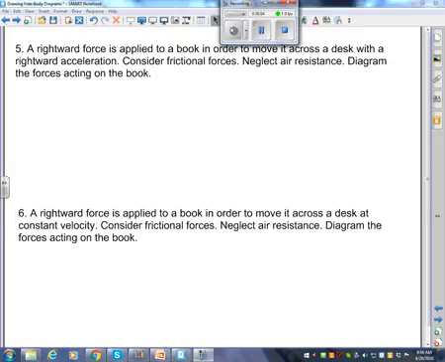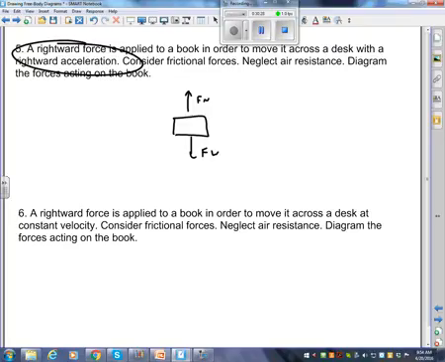Okay, so number 5, a rightward force applied to a book in order to move it across the desk with a rightward acceleration. Consider friction. Neglect air resistance. Got a weight force. It's on a desk, we got a normal force. They're balanced. There is a rightward acceleration. A rightward force is applied. Why did I draw it so big? Because it needs to be bigger than friction. It's accelerating. Did you have something like that?